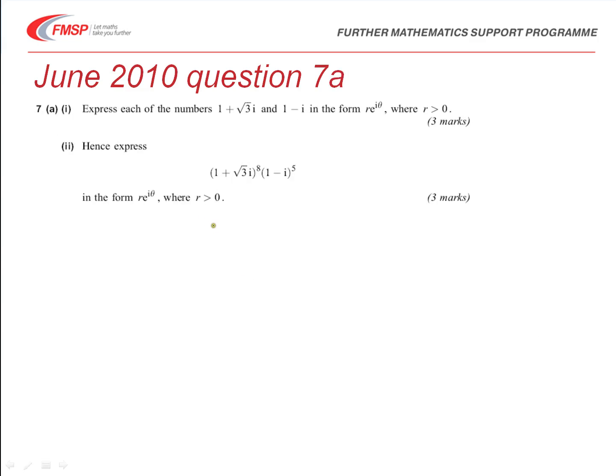Well, let's set off working on this question then. Part 1 of this question was writing these numbers in their modulus argument forms. So for each of these numbers we need to find the modulus and the argument.